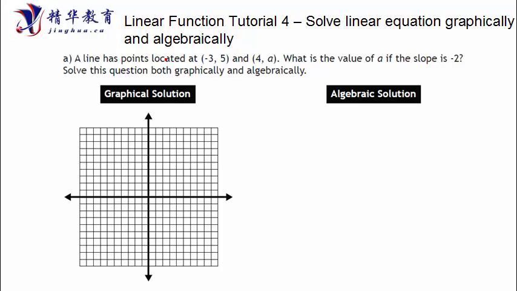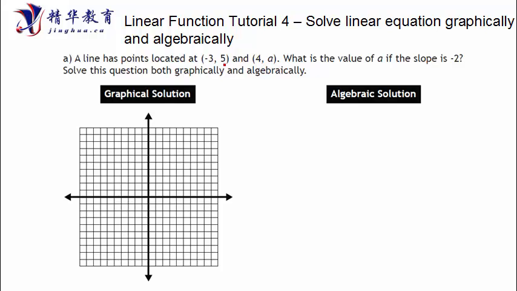Okay, let's see the question. A line has a point located at (-3, 5), and then another point (4, a), and we don't know the value of a. We're looking for the value of a if the slope is -2. So we know the slope and we know a point, so we can pretty much graph the function.